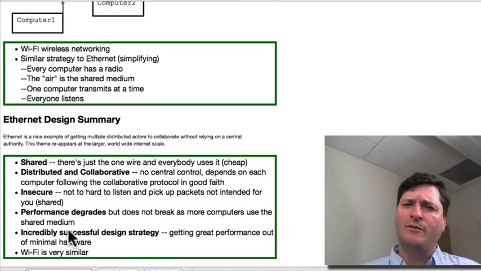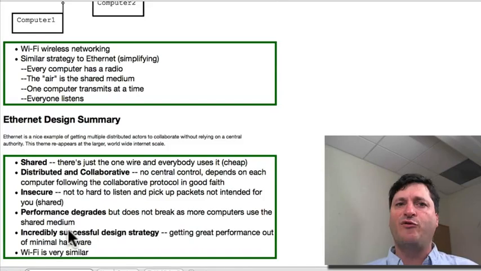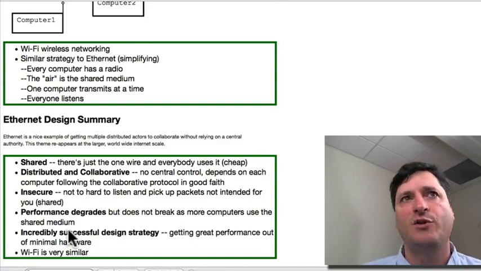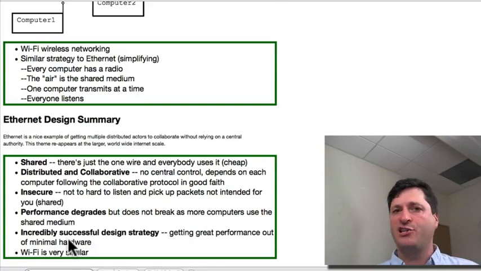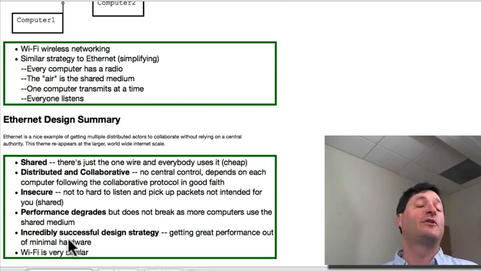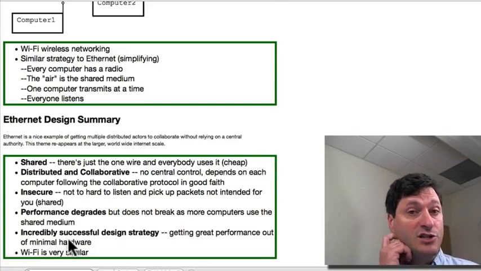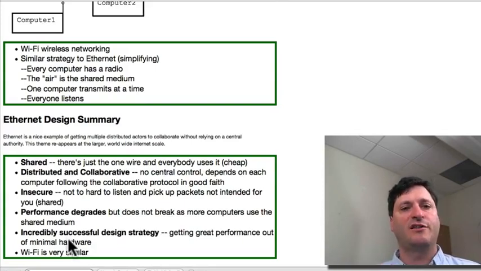That can be a good quality. What you want is that the performance sort of degrades. You get less capacity, but it doesn't just break outright. And so Ethernet definitely has that quality of degrading. So as I said, it's a very popular, very successful set of design choices. And so we'll see that kind of thing later on.